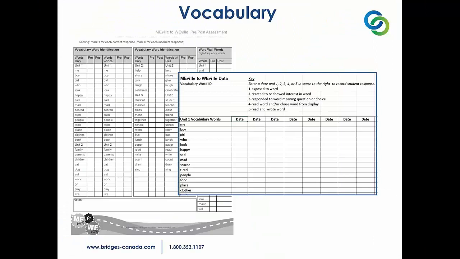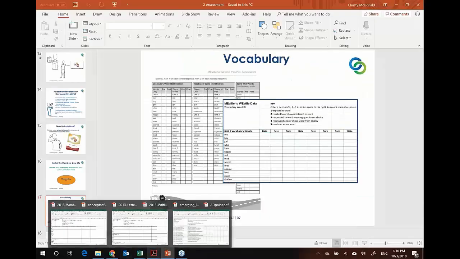So our first tool that we're going to examine: there are two tools to assess vocabulary. There's one tool that is a PDF that contains all of the vocabulary words for units 1, 2, and 3, and a place for you to indicate a pre and post assessment. It also contains the word wall words. But then there's another tool that you can use to get a little more information about the degree to which your students show understanding of the words. So just to have a closer look at those.